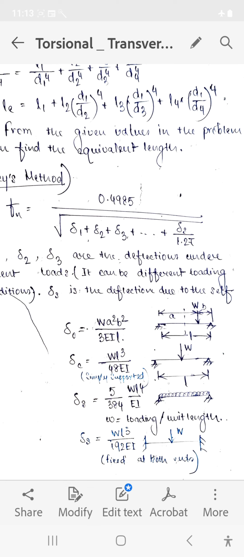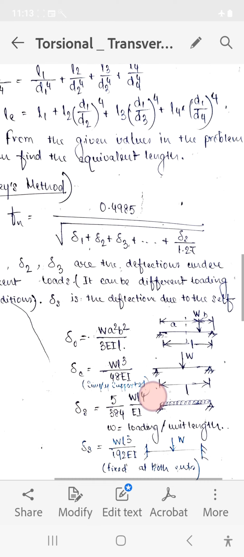Obviously for self weight it will be this, WL cubed by 192 EI. By studying the problem, you will understand what sort of loading there is and where the loadings are. Often there may be a centroidal load, there may be an offset load, obviously there will be a uniformly distributed load also, and in some cases the shaft can be fixed at both ends, and sometimes simply supported. These things will be mentioned in the question. If not, then it is upon your assumption.